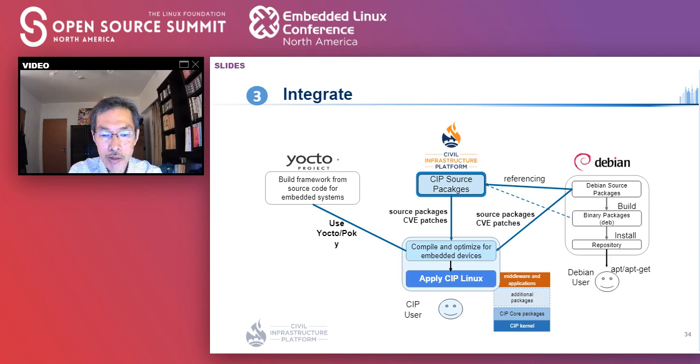CIP core packages contain tens of packages, which may not be sufficient for the development of end products. So you can add the necessary packages from Debian by writing recipes. Debian provides LTS scheme, even extended LTS. So these schemes can be taken into account for super long-term support, including user-land packages.